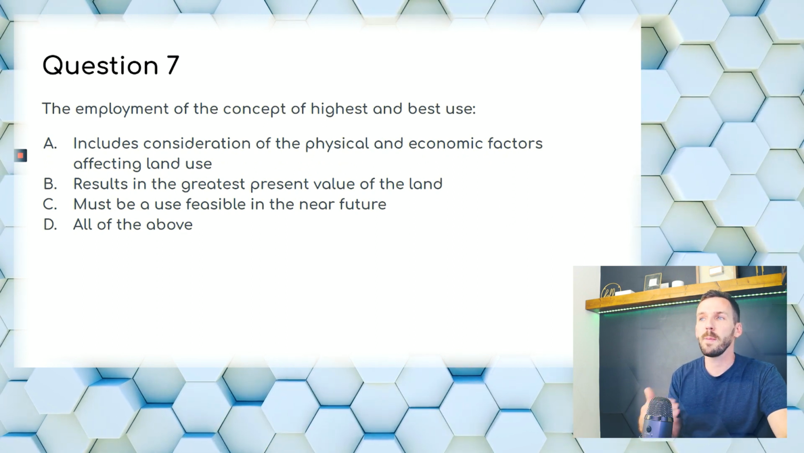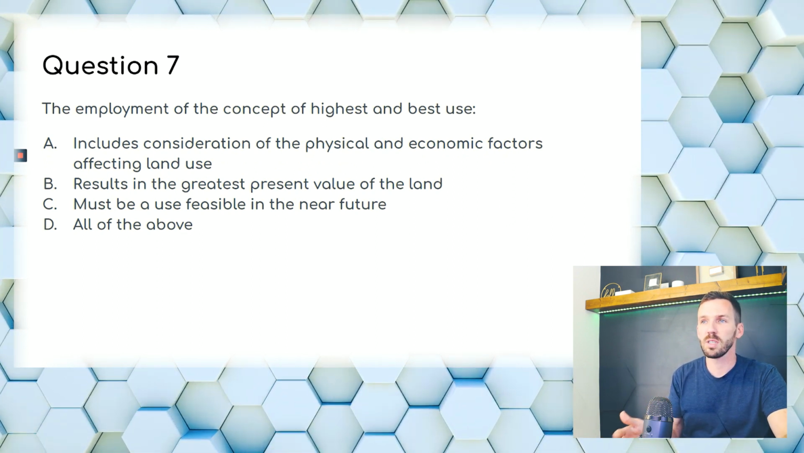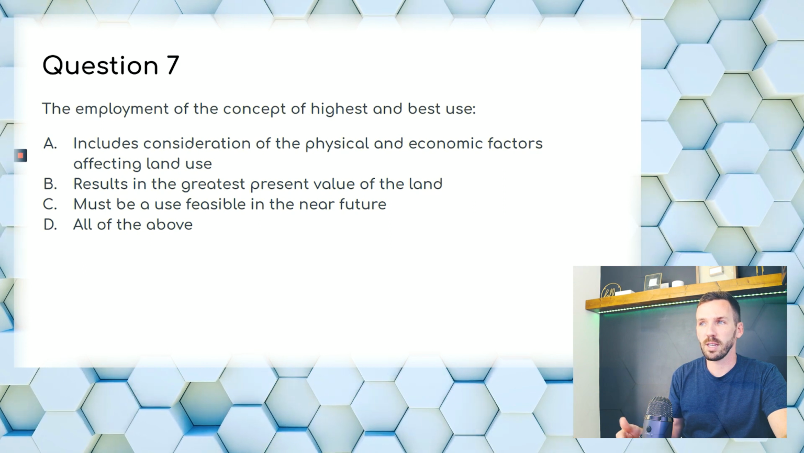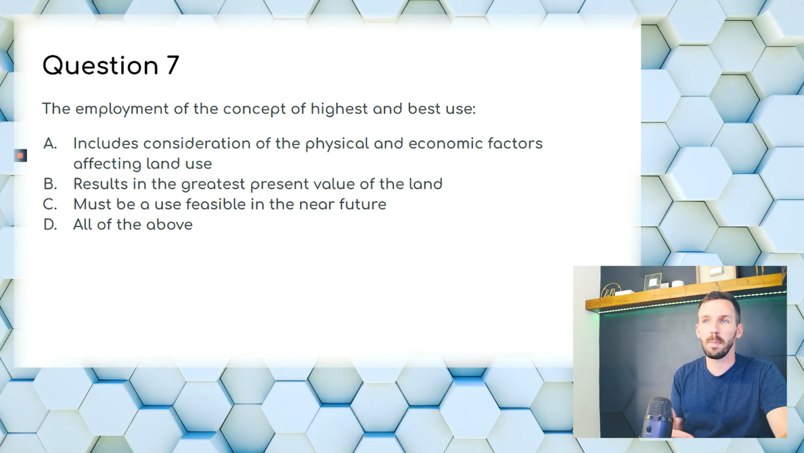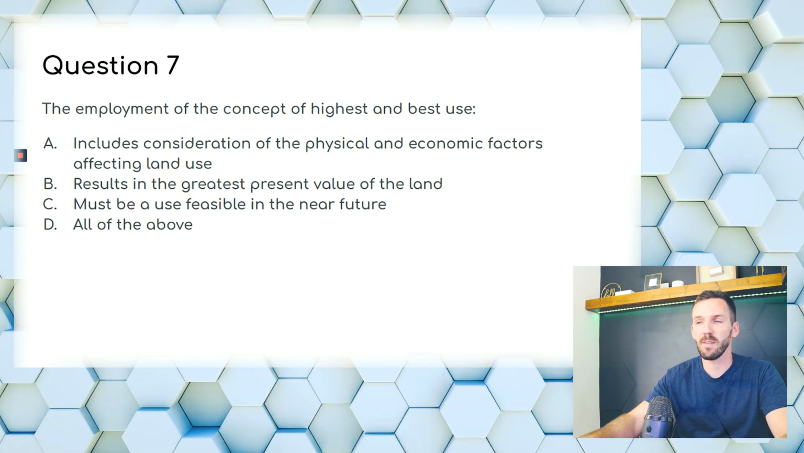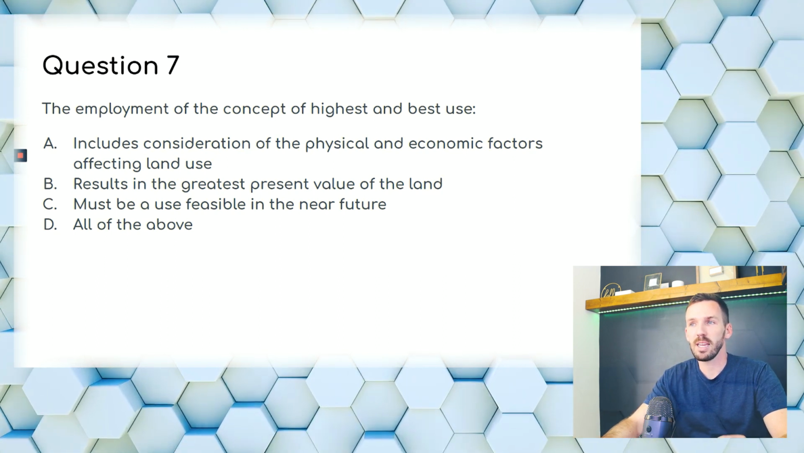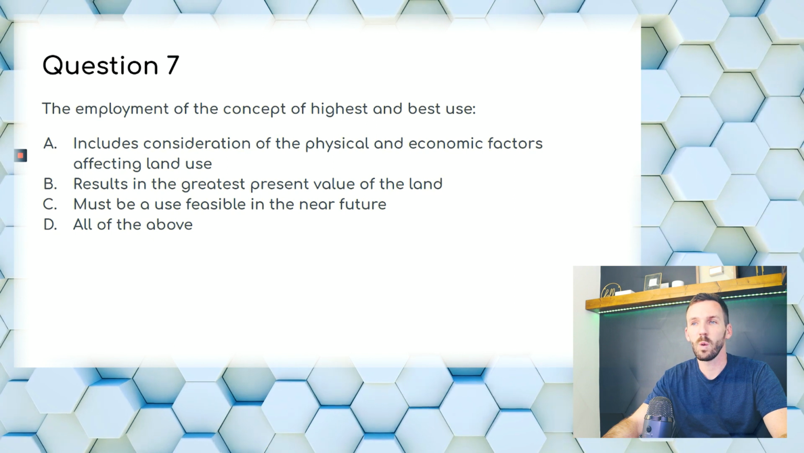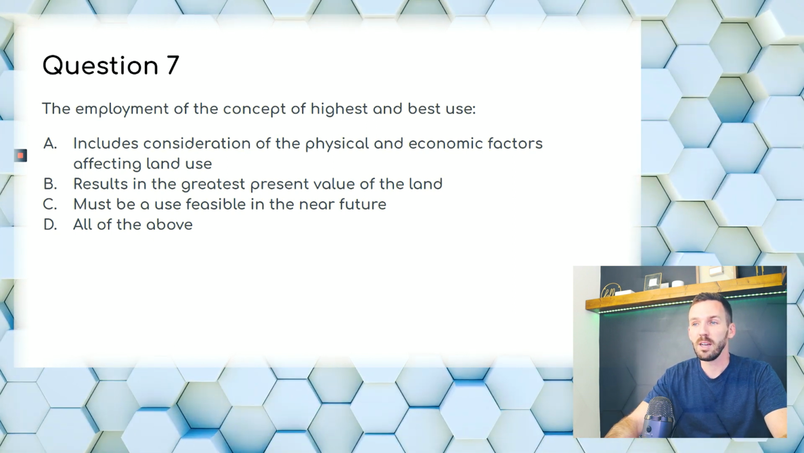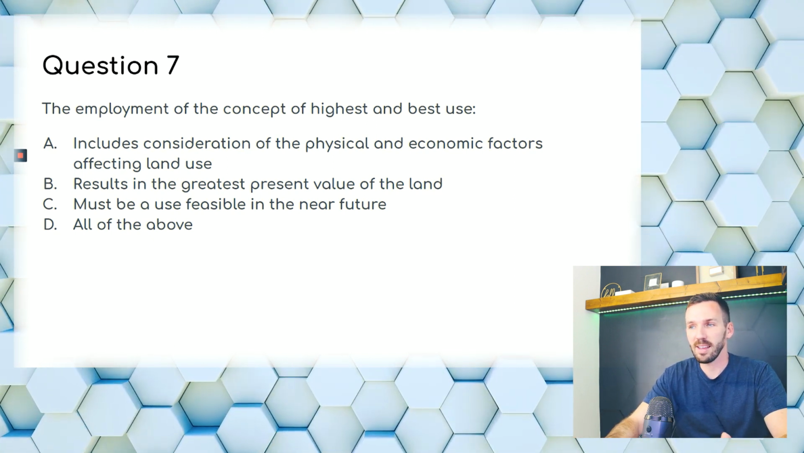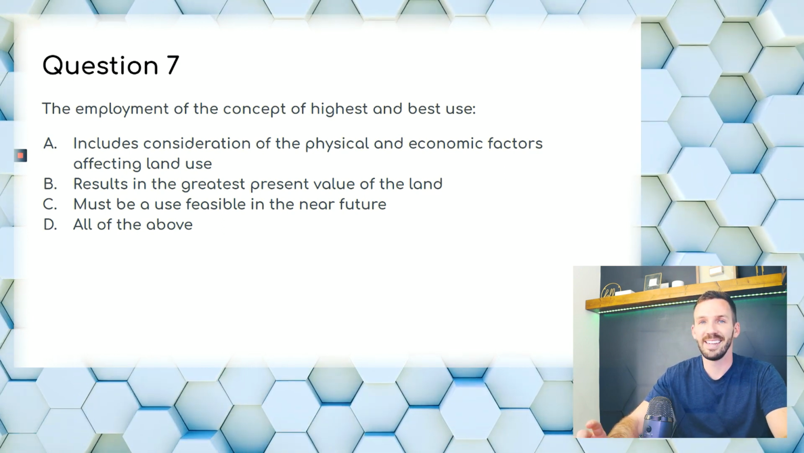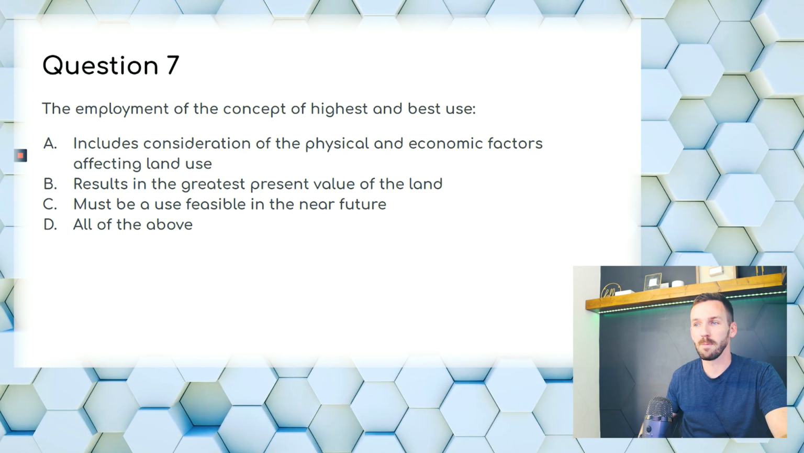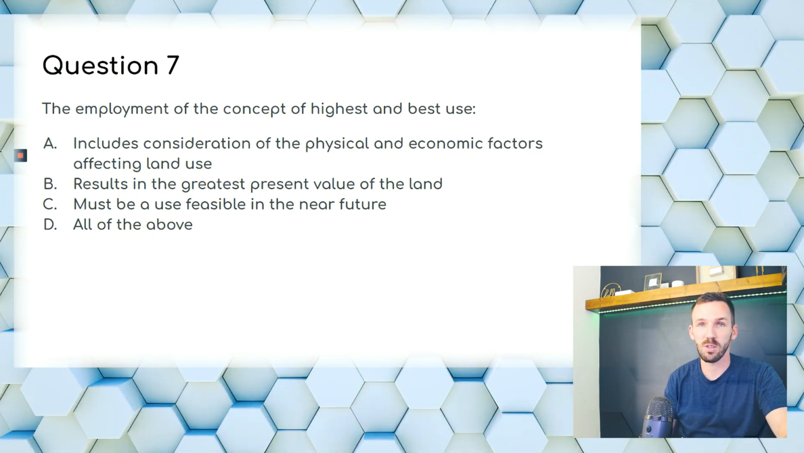Question 7. The employment of the concept of highest and best use, A, includes consideration of the physical and economic factors affecting land use. B, results in the greatest present value of the land. C, must be a use feasible in the near future. Or D, all of the above. So, well, if you learn anything, know that if there's an all of the above answer, it's probably that one. Just kidding. But D is the answer here. All of the answers above are the highest and best use.